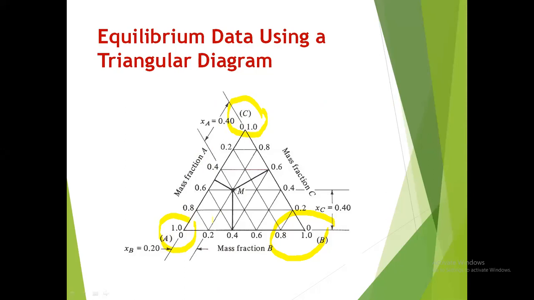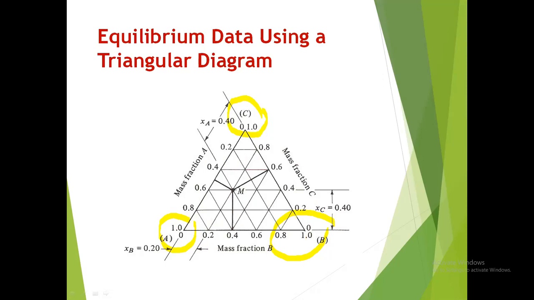We read the mass fraction here in the horizontal axis in this manner, parallel to this side of your triangle. So this is 0.2, 0.4, 0.6, 0.8, and you have here 100%.